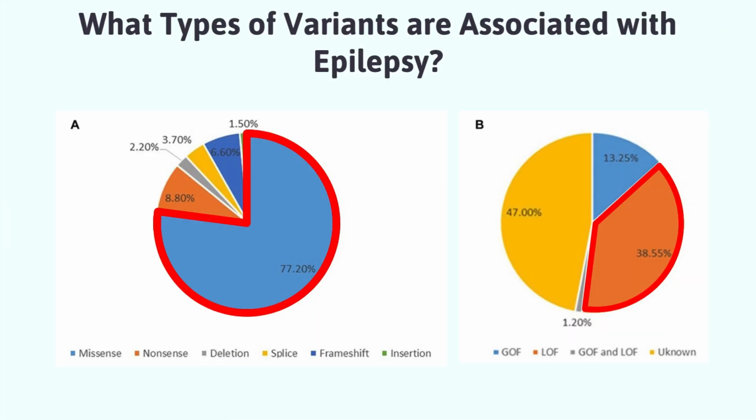First, let's review their results on epilepsy. They found that the majority of patients with epilepsy had the missense type of variants as opposed to a nonsense or deletion, where the protein could be gone or parts could be missing. They also found that, although the majority of patient data did not include the variant's functional impact, loss-of-function variants were the most common.